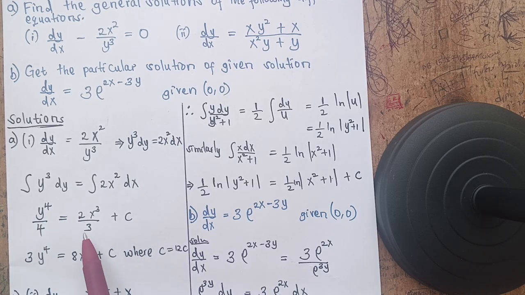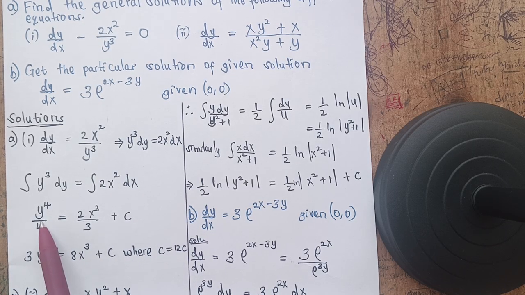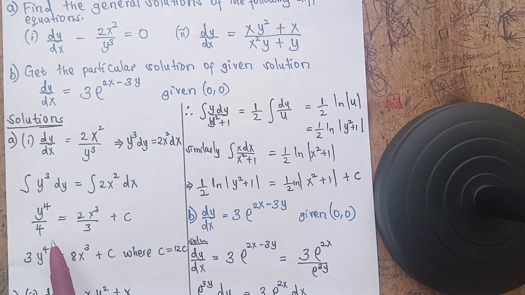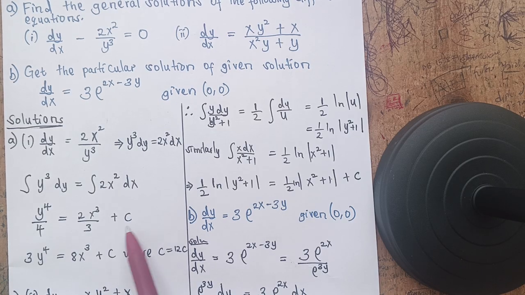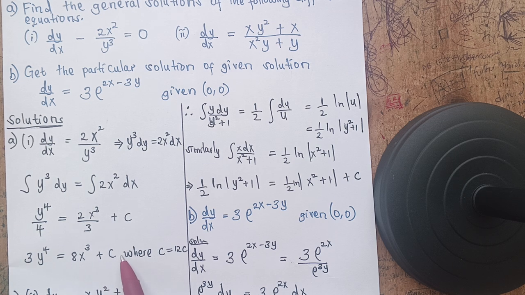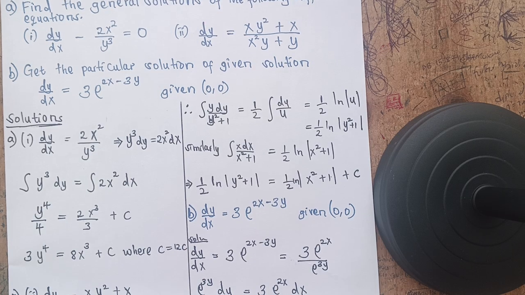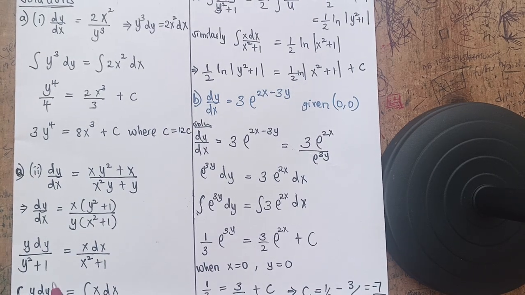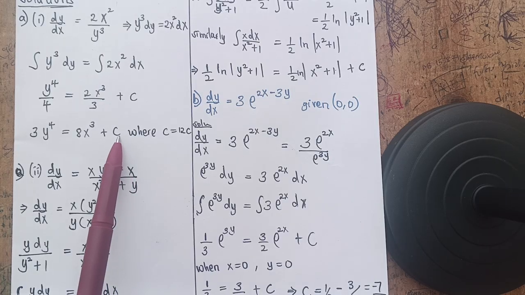After doing this, the next step is to find the LCM of the denominators, 4 and 3. So the LCM is 12, and we multiply both sides by 12. Multiplying by 12, it's going to be 3y raised to 4 is equal to 8x cubed plus 12c, where the new constant is 12c. And this will be the general solution for equation 1.